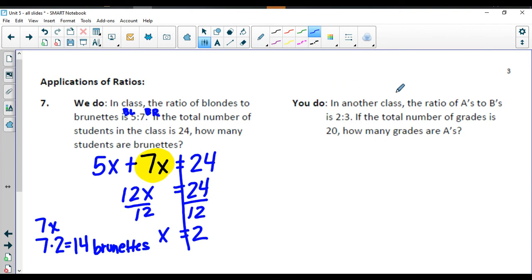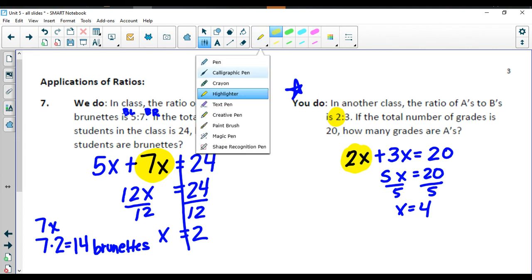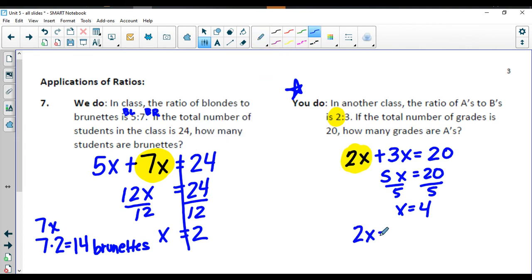Go ahead, take a minute, read over the you do here, and see if you can write the equation and figure out how many of the grades are A's. So A's to B's is 2 to 3, so we have 2x plus 3x, and our total number of grades is 20. Combining those, we get 5x equals 20. Dividing through by 5, we learn that x is 4. So it looks like we take that ratio and we multiply it by 4. We are looking particularly at the A's, which was the 2 part, or the 2x. So since I had 2x, I'm going to plug in x is 4, so I'm going to do 2 times 4, which tells me I have 8 A's for this class.